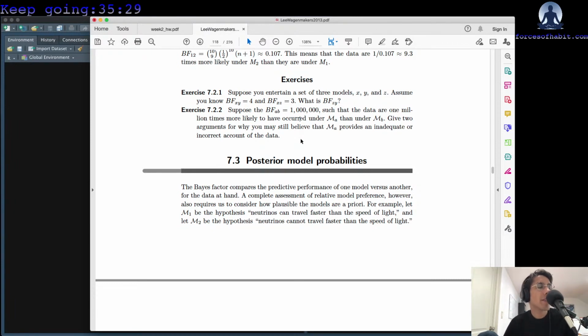Definitely the relativity thing. That's the big thing that comes to mind for me here. Okay, let's keep moving.